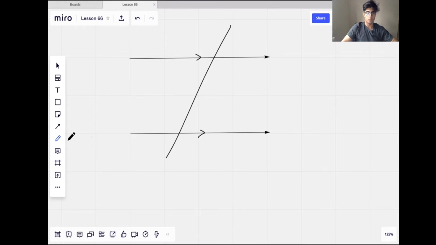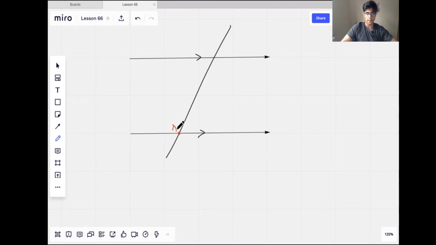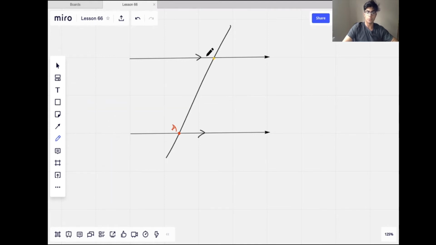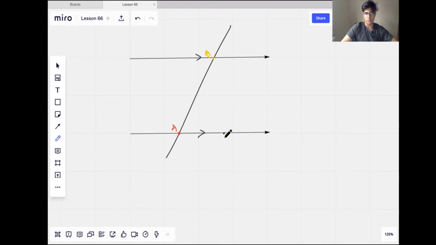And if you go ahead and label a few points, we can label this point A, label this point B, for example. And let's just go back to black. Call this C, call this D, and call this perhaps E here. Well, in fact, instead of labeling these, why don't I just say this angle here is X.